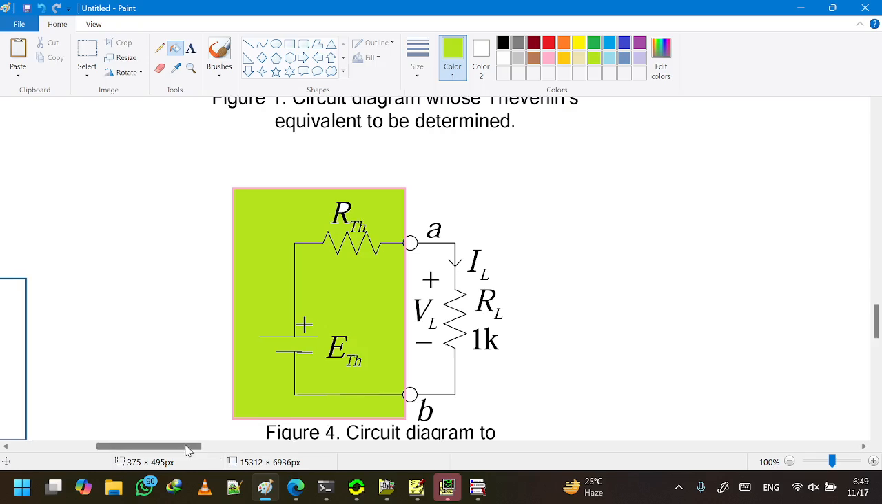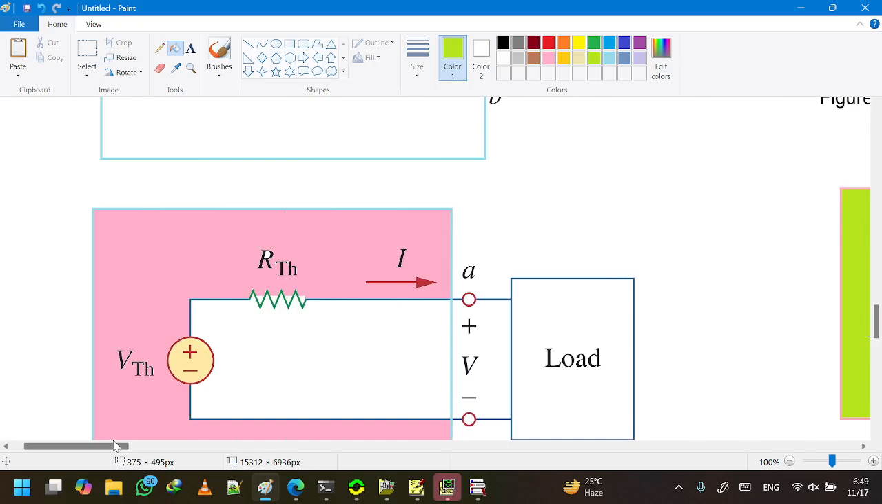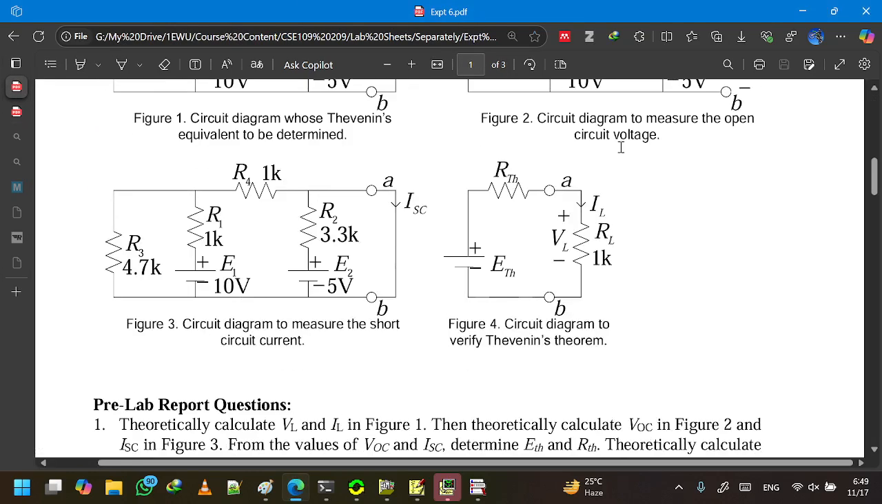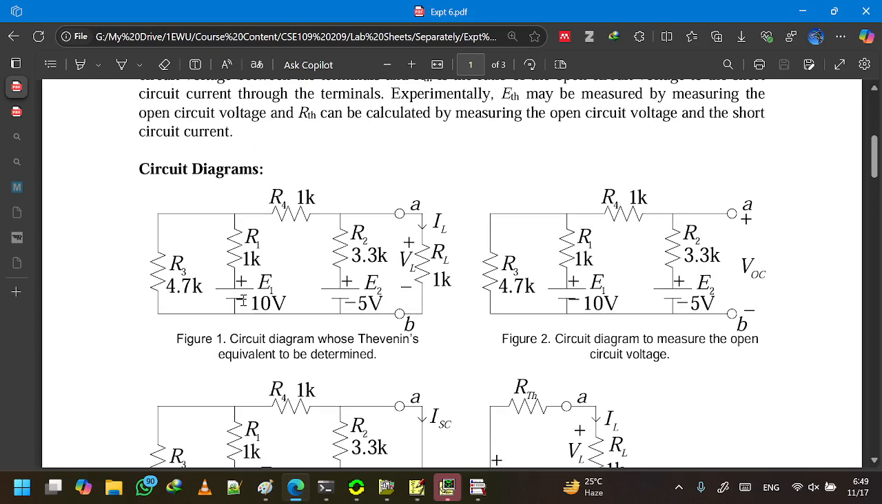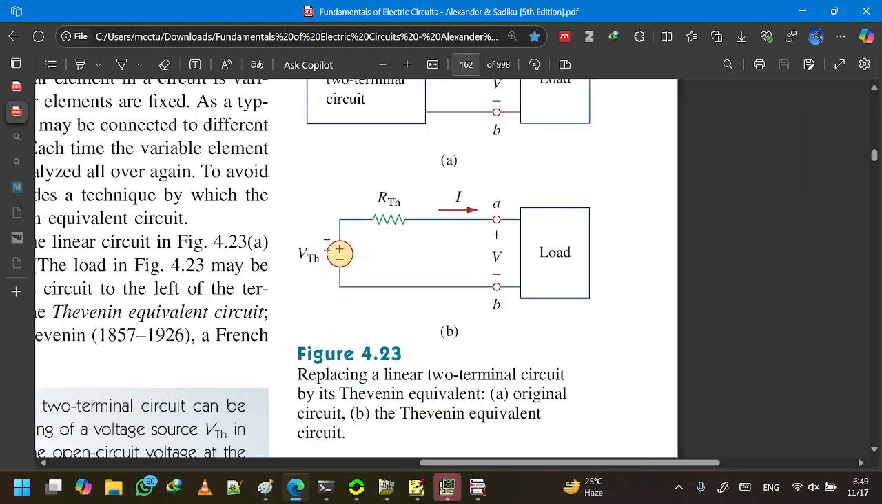In our lab sheet, the VTH is written as ETH, but in the book, it is written as VTH. And we see in our lab sheet this VTH is written as ETH over here, and the rest of the part remains the same. So in the lab, our job is to verify the Thevenin theorem. Now let's go back to the theory for a little bit more.